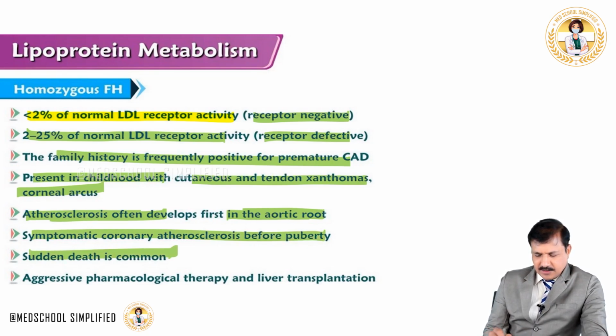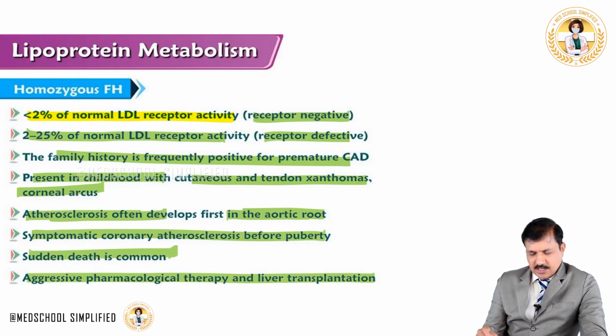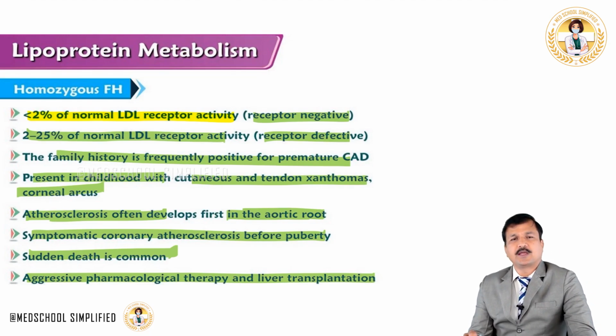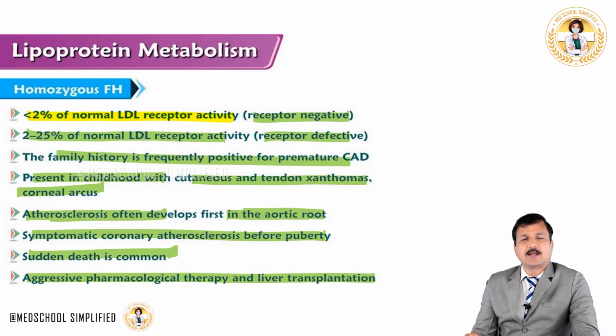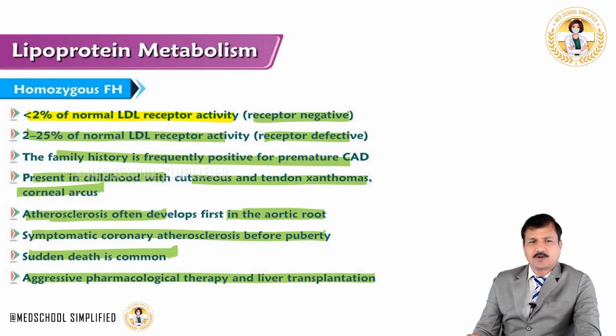Sudden death is common, and for these patients, aggressive pharmacological therapy and liver transplantation help in decreasing LDL levels, thereby preventing the development of atherosclerosis. That's about homozygous familial hypercholesterolemia.